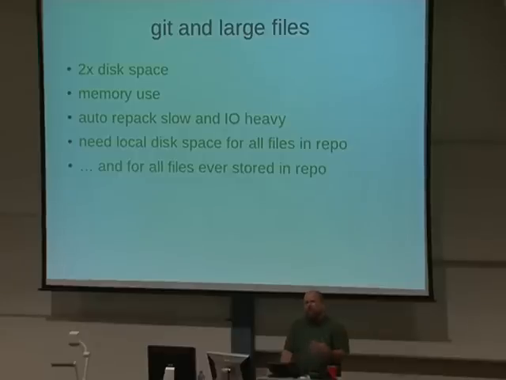But some of these are intractable. They're built into the design of Git. For example, you really need 2 times the disk space. You've got to have your .git directory and your actual files.